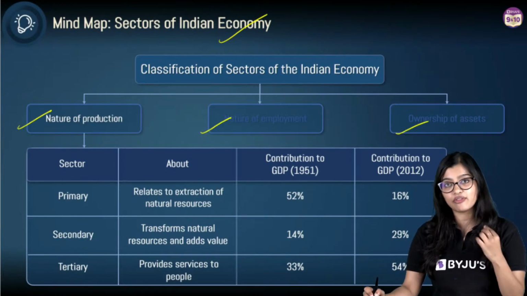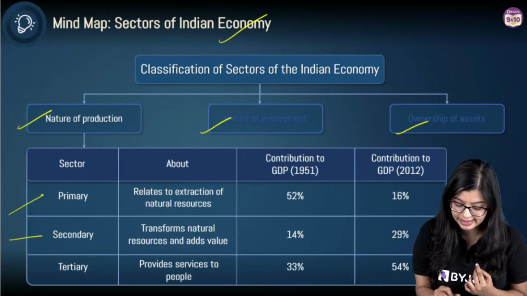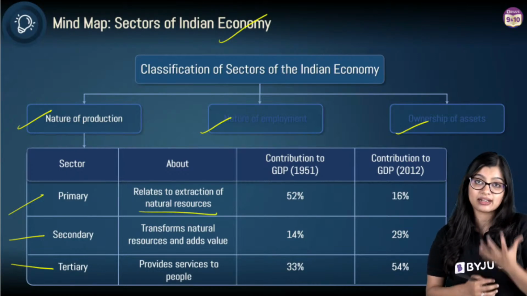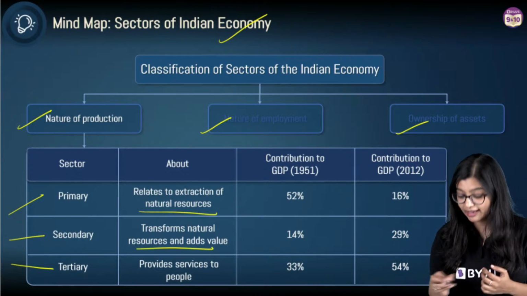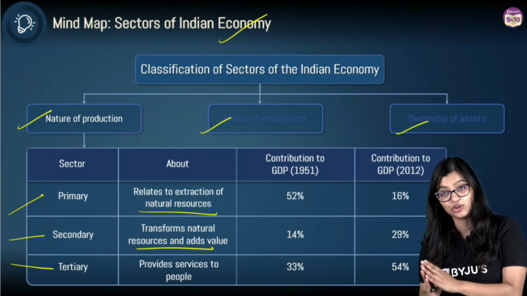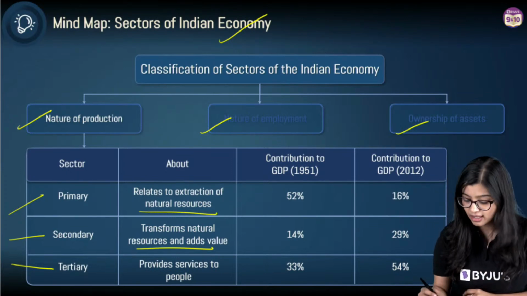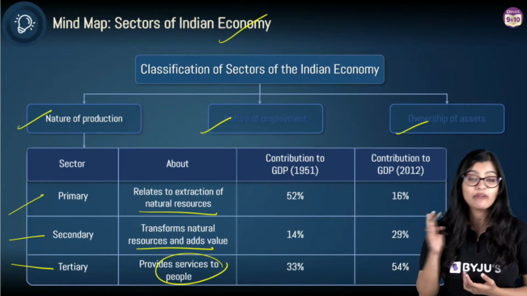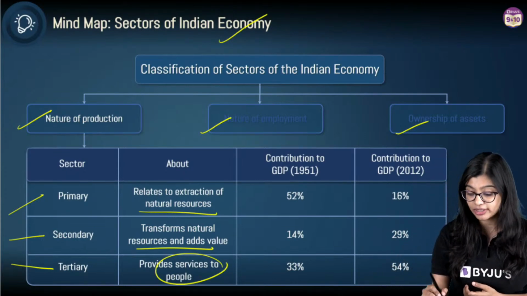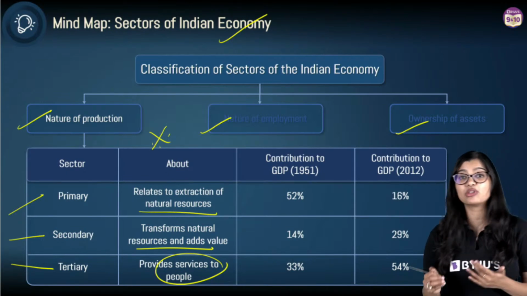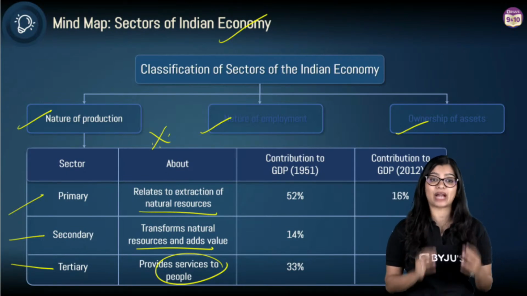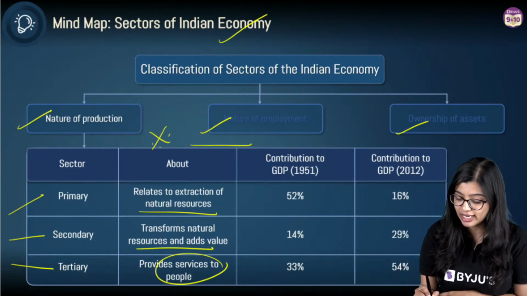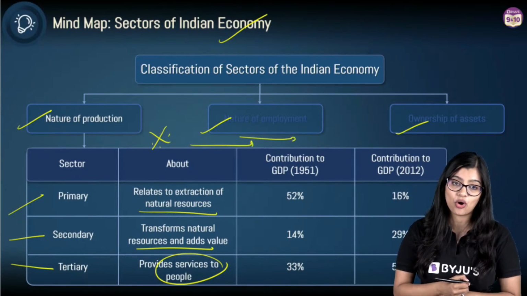Now, based on nature of production, we have the primary, secondary, and tertiary sectors. Primary sector is where we extract natural resources. Secondary is where we convert the natural resource into another form. Tertiary is basically services. In this particular topic, a very important thing to know is the importance of the tertiary sector, and how there has been a shift over the years from primary sector to secondary sector to tertiary sector. So the shift is very important for all of us.